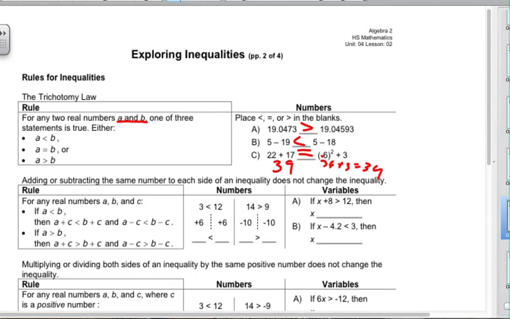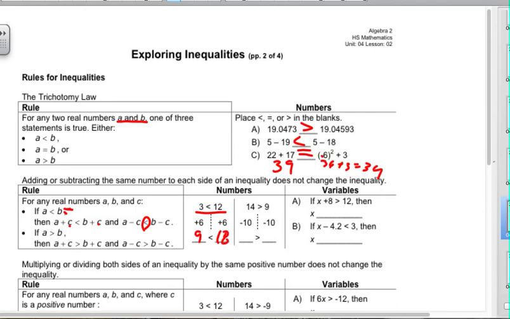Okay, now the same idea here. So if I know A is less than B, then adding C to both sides does not change my inequality. All right? Same way if A is greater than B. So let's take a look at this. We know that 3 is less than 12. Okay, we're adding 6 to both sides, but that does not change the inequality, but let's take a look at it. So 3 plus 6 is 9. 12 plus 6 is 18. And we know that 9 is less than 18.